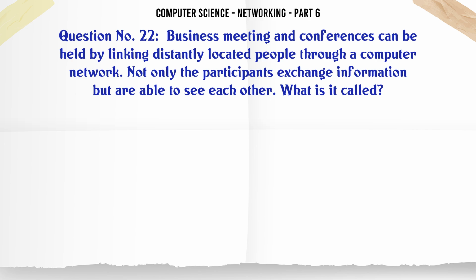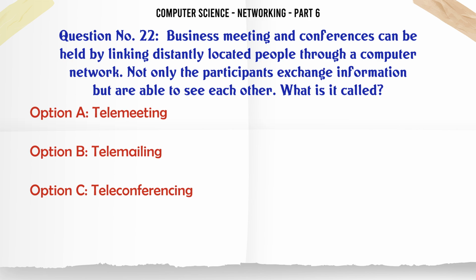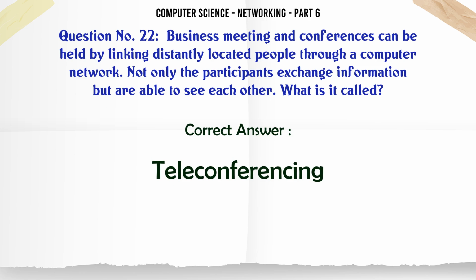Business meetings and conferences can be held by linking distantly located people through a computer network. Not only do the participants exchange information but they are able to see each other. What is it called? A. Telemeeting. B. Telemailing. C. Teleconferencing. D. Teletalking. The correct answer is teleconferencing.